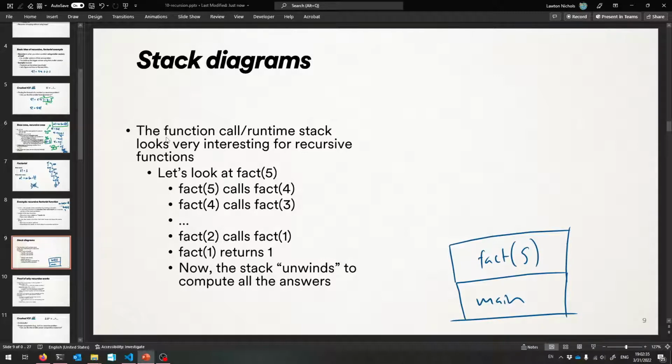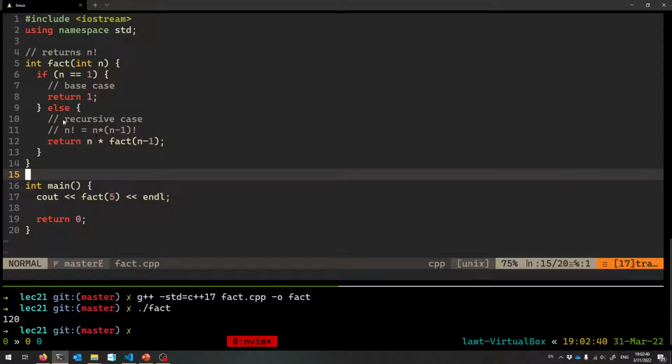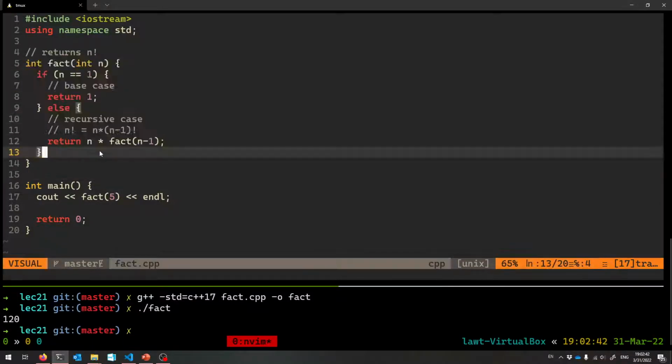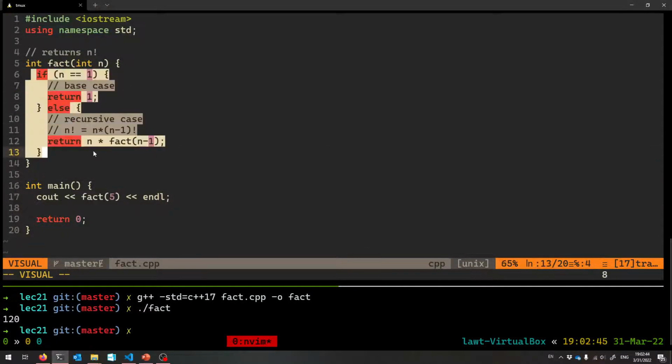So that's what's going on. And fact of 5 is going to call fact of 4, right? Because it's in the recursive case. Here, n is 5. Because we called it fact of 5, we jump up here with n being 5. And we hit this case because n is not 1.